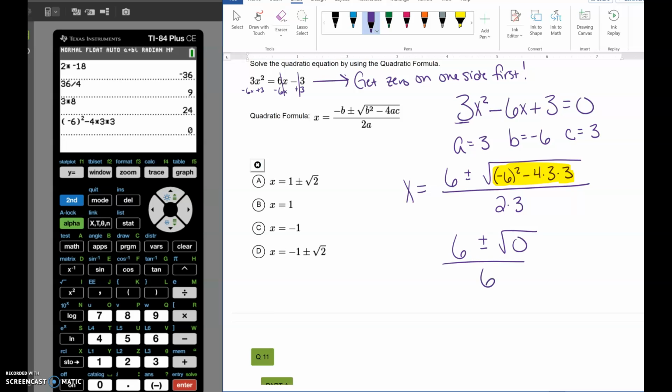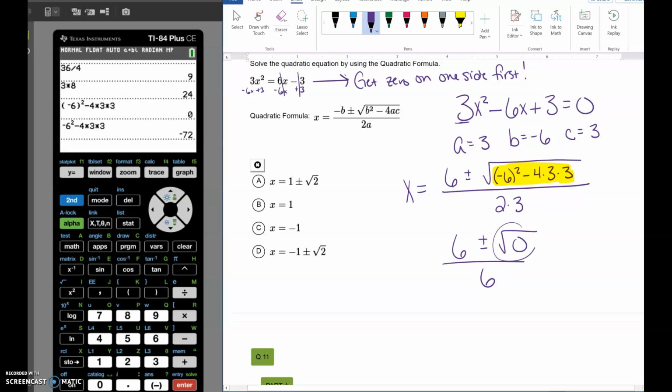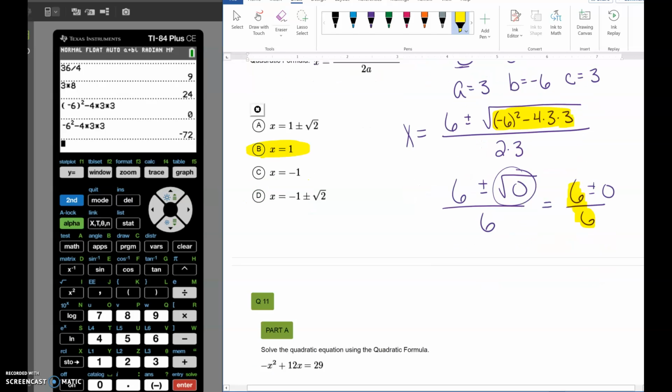Divided by 6. Now watch what happens if you forget those parentheses. -6 squared minus 4 times 3 times 3. You end up with something that is definitely not 0. Those parentheses there are incredibly important. When you're squaring a negative number, you need to put parentheses around it. Okay, now the square root of 0 is simply 0. So this is 6 plus or minus 0 divided by 6, which means it's just 6 divided by 6. And 6 divided by 6 is 1.